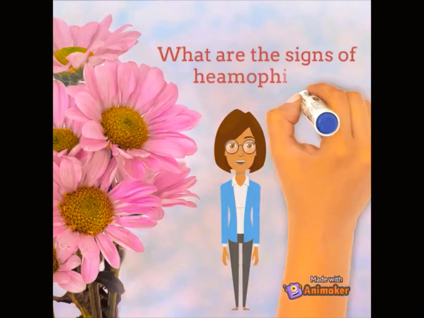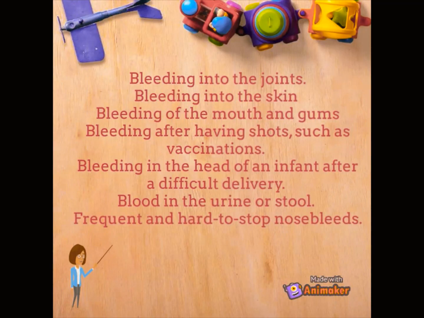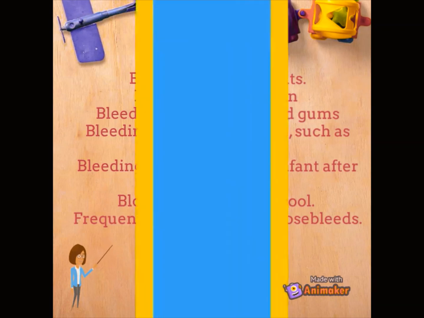What are the signs of haemophilia? Answer: bleeding into the joints, bleeding into the skin, bleeding of the mouth and gums, bleeding after having shots, such as vaccinations, bleeding in the head of an infant after a difficult delivery, blood in the urine or stool, frequent and hard to stop nosebleeds.